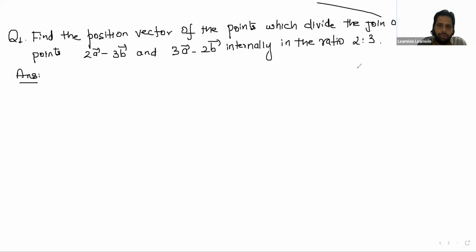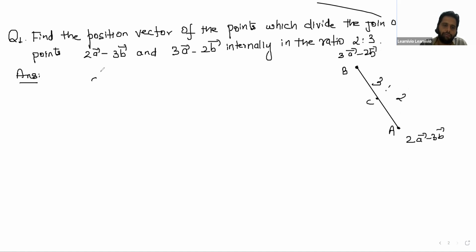So you have 2 points, which divide the join of this and this in the ratio of 2:3. This is your point C, this point A, and this is C, and this is B. So the position vector of this point is 2A minus 3B. Position vector of B is 3A minus 2B. And the ratio is 2:3. So we will first write 2, then we will write 3.